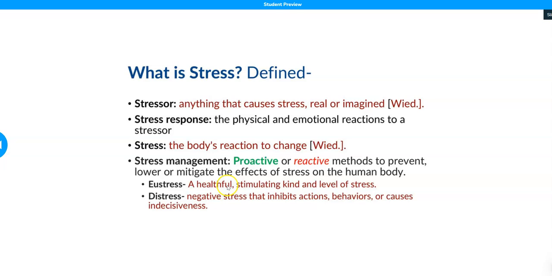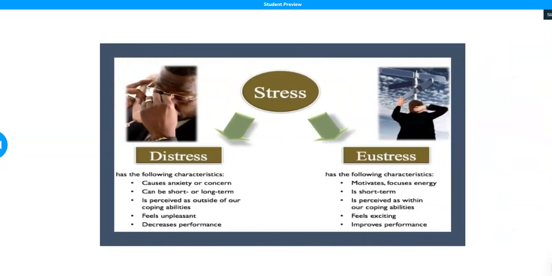So eustress is helpful, stimulating kind of stress. And then distress is negative, that inhibits actions, behaviors, or causes indecisiveness. So there is a difference between the two. So here you can see some of the outcomes of distress versus the positive effects of eustress.